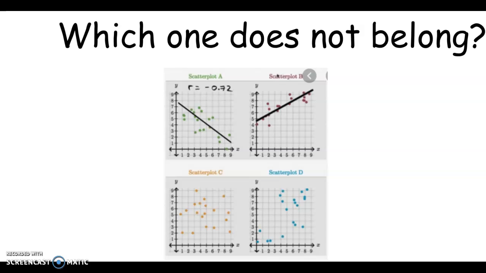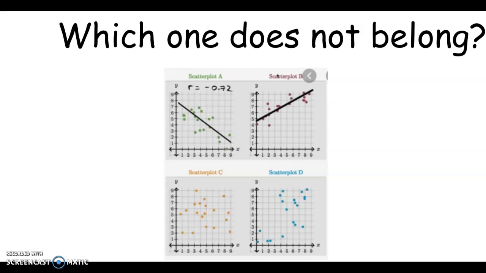And I wanted to start with this page. This would normally be our warm-up, and you would go through and say, well, which one doesn't belong? A couple of things you could say is that the top two have lines, the bottom two don't. The bottom two have no correlation. The top one has a number written on top of it. But let's talk real quick about a few of these things.